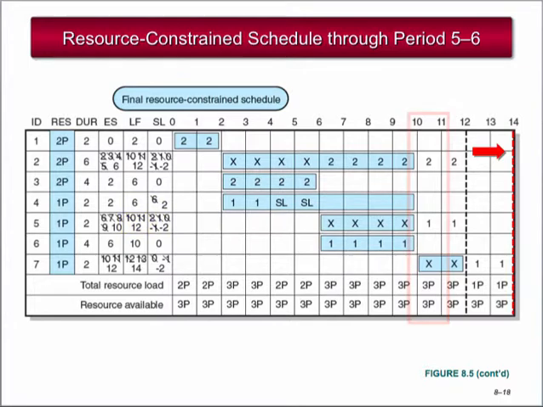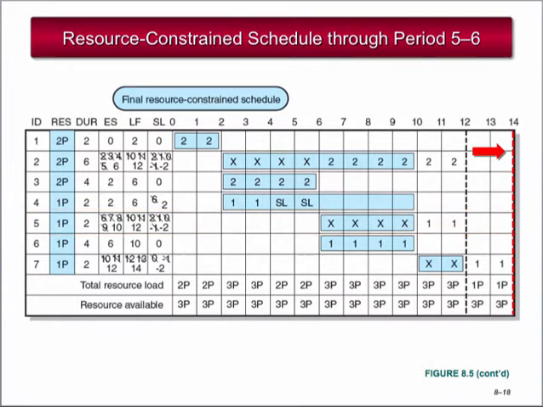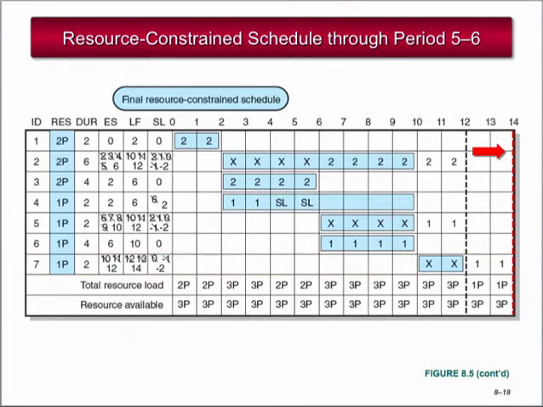Activity 5 is eligible during period 10 to 11, so let's load Activity 5 into the schedule. Note here that Activity 6 does not have slack because there are no programmers available. Remember, 3 is the max. For period 11 to 12, there are no eligible activities. For period 12 to 13, Activity 7 is eligible, so let's load it into the schedule.